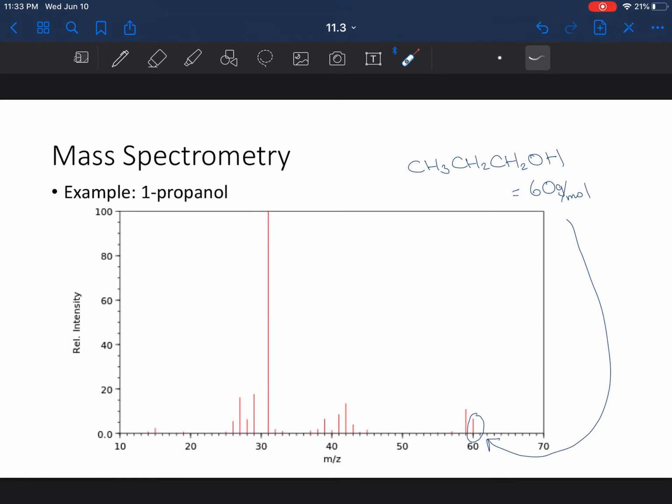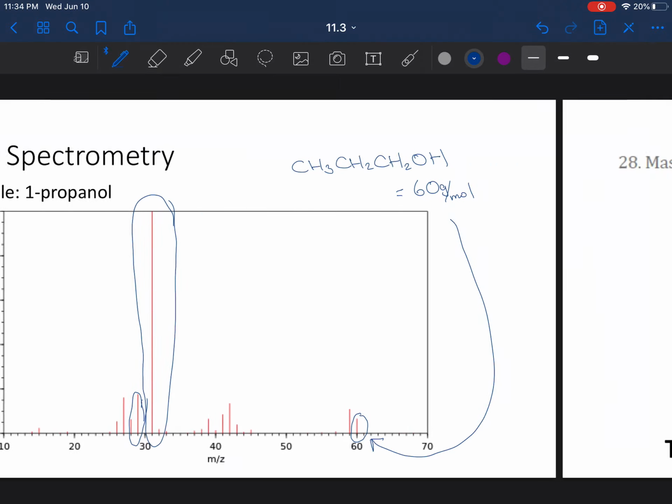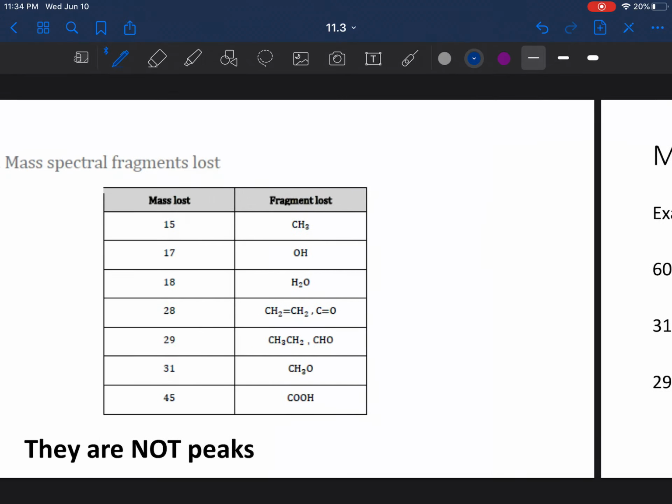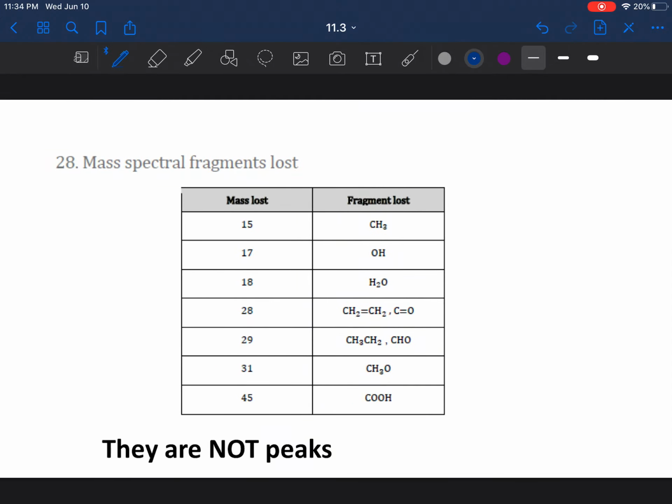Now, there's a couple of peaks that I'm interested in. Because these peaks can give me a nice analysis with, of course, my IB data booklets in terms of what they are. And that is this peak at 31 and this peak right here at 29. These two are within my interests. Why? Because let me show you something. Okay, here's section 28 in your IB booklets.